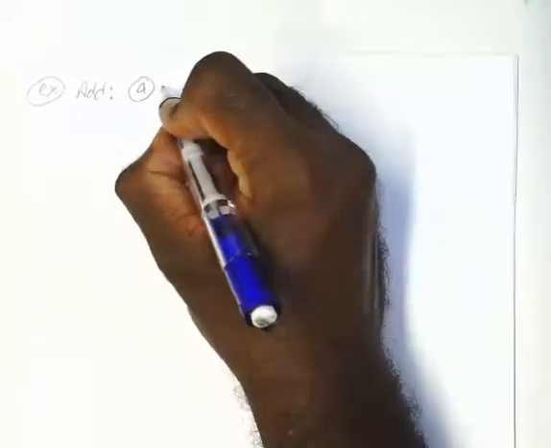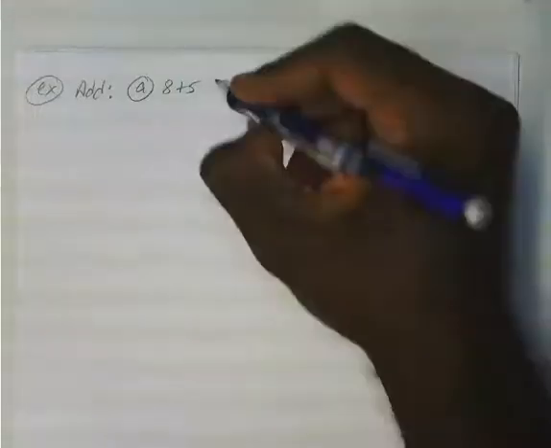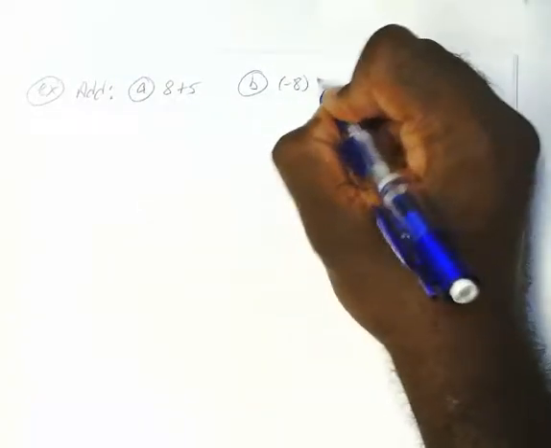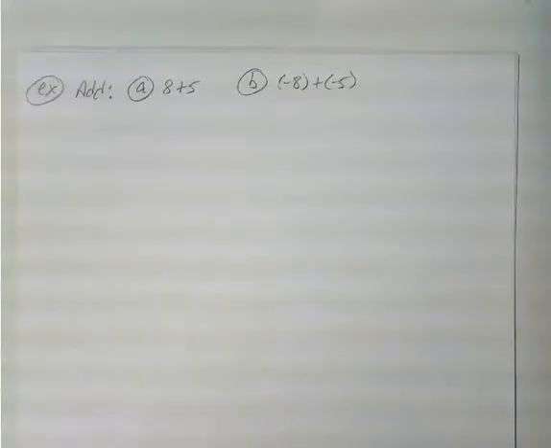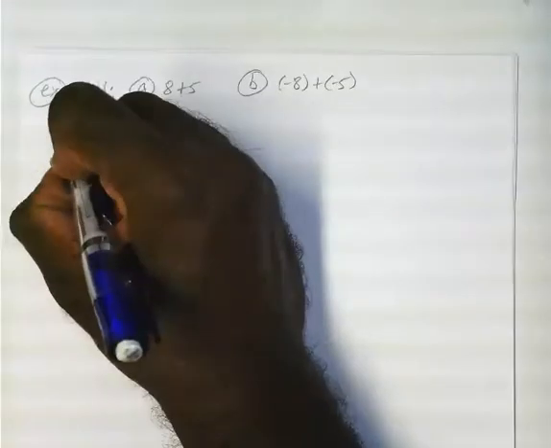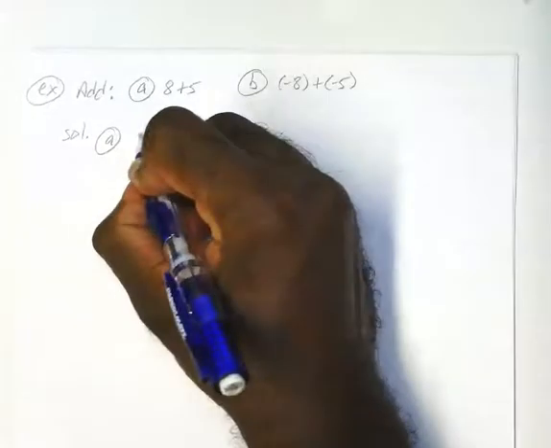All right, so let's say, for example, you want to add, for problem A, 8 plus 5. And let's say for problem B, we want to add negative 8 plus negative 5. Okay, so for problem A, that's pretty straightforward. 8 plus 5 is 13.